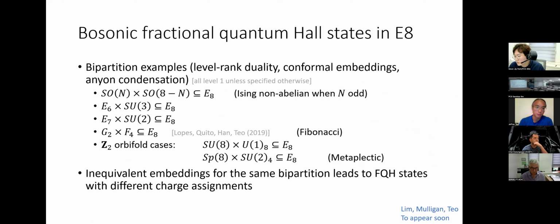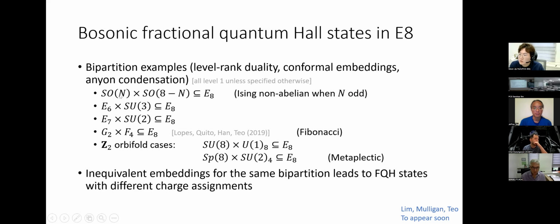So the bipartitions we're going to consider and focus on are given by the following examples. There are different names in different contexts. In the conformal field theory context, these are known as level-rank duality or conformal embeddings. Or in the topological phase context, these are known as anyon condensations. So all the algebras I'm considering here are of level 1, except for the final two cases.